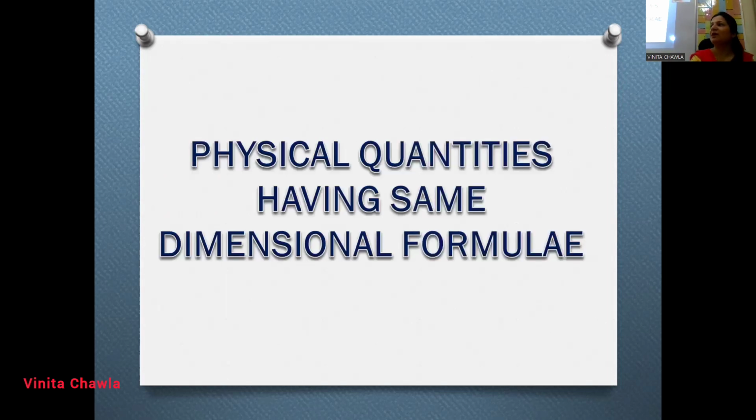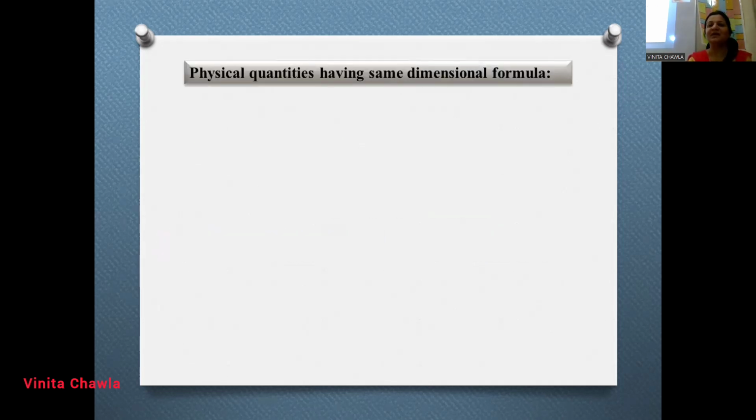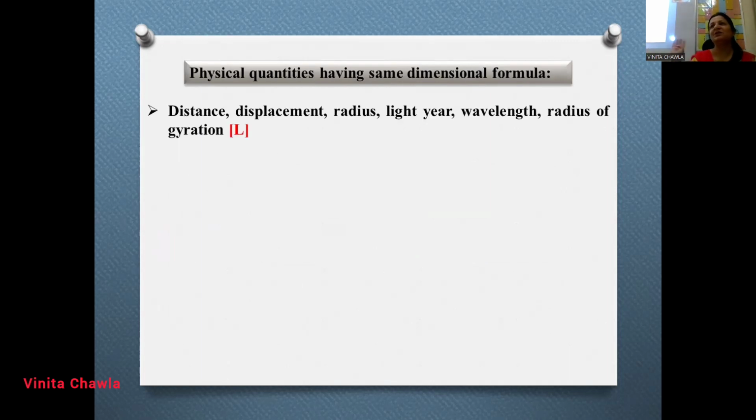Physical quantities having the same dimensional formula. Sometimes they ask in exam that they give 4 quantities and ask you which have the same dimensional formula. You get options like this. So physical quantities having same dimensional formula: distance, displacement, radius, light year, wavelength, radius of gyration. Distance is measured in meter, displacement in meter, radius in meter, light year can be expressed in meter, wavelength, length of the wave, again meter. Radius of gyration you'll study in rotational motion. So they all have the same dimension L.